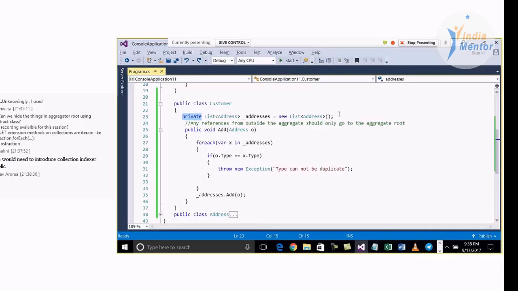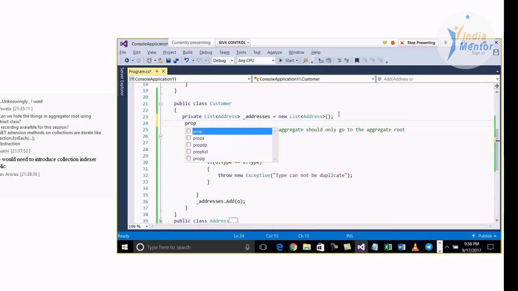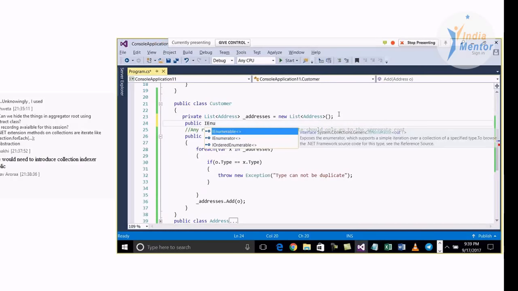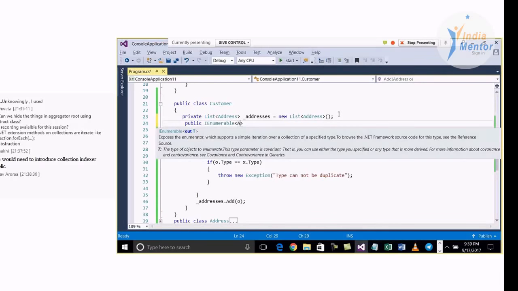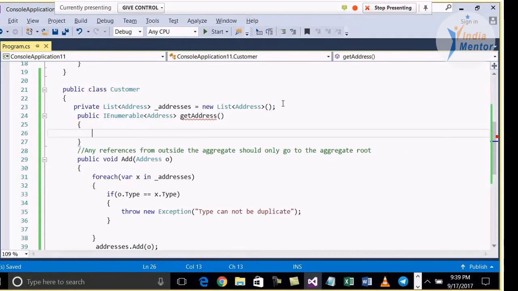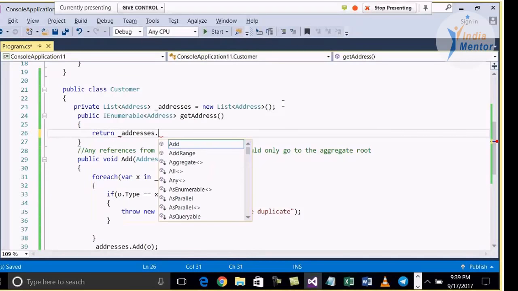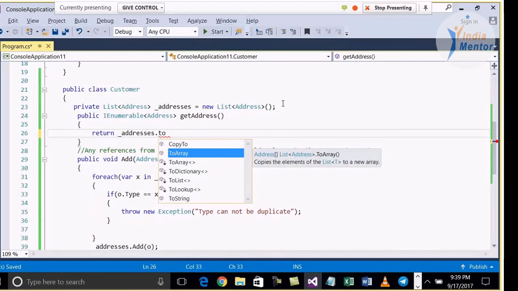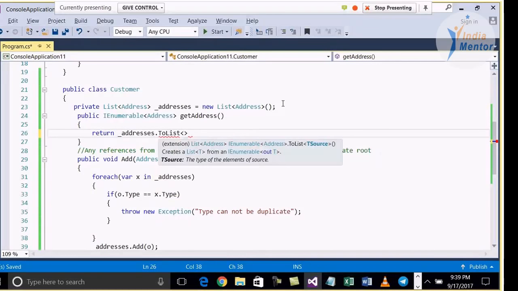So what I can do is expose a method here, and I will say this is IEnumerable, giving out the list of addresses. So I'll say GetAddress. Do not use the old style of C++, please do not use indexes. If you're using an indexer, then you are not using the power of .NET. So here I will return underscore addresses, return address. So I can do this.